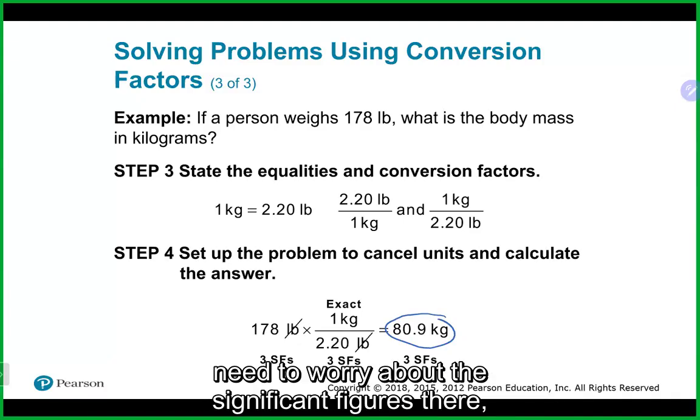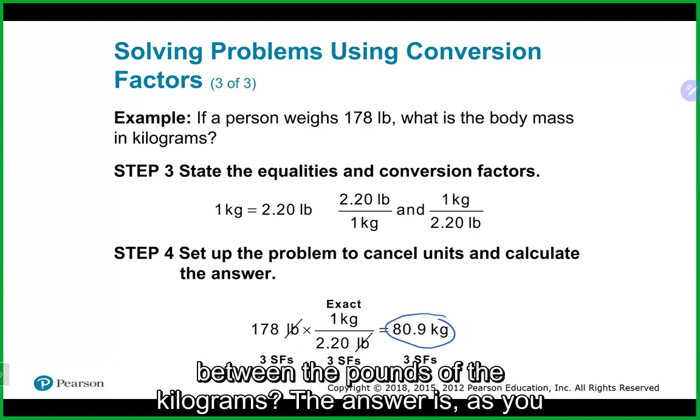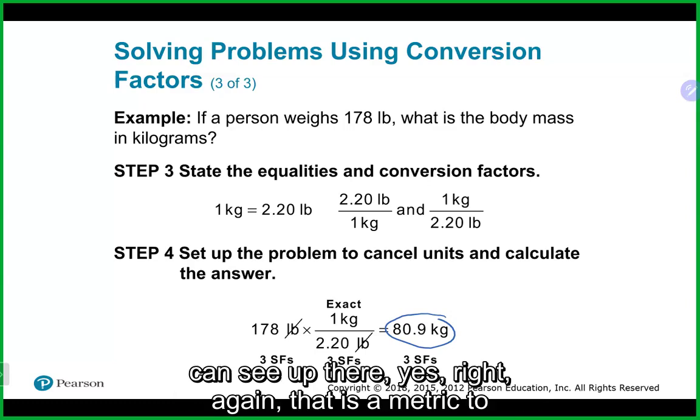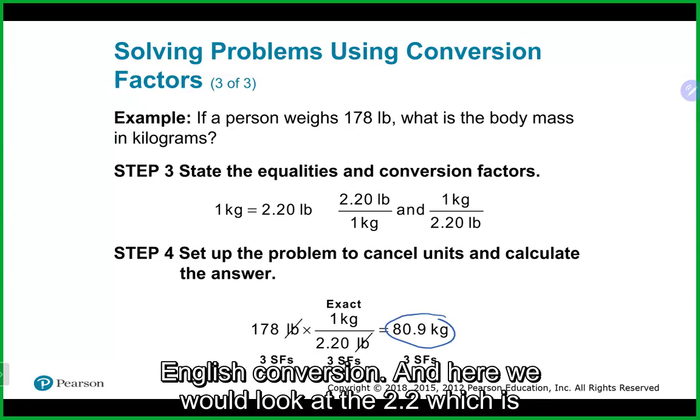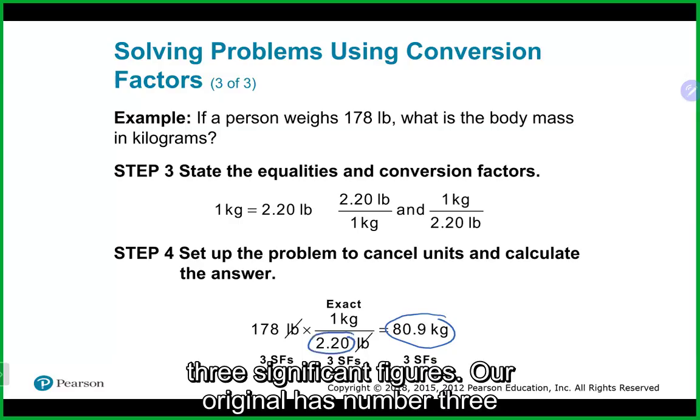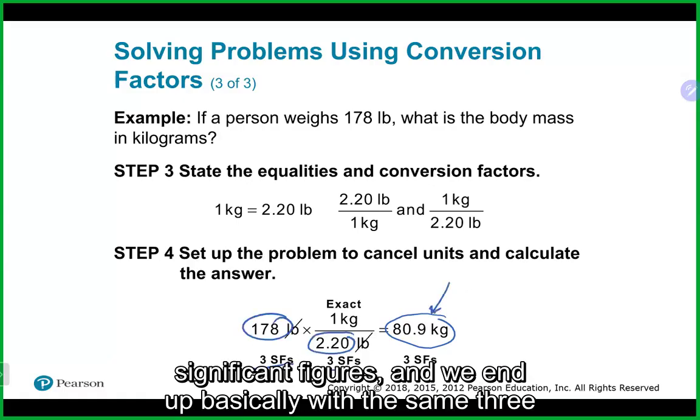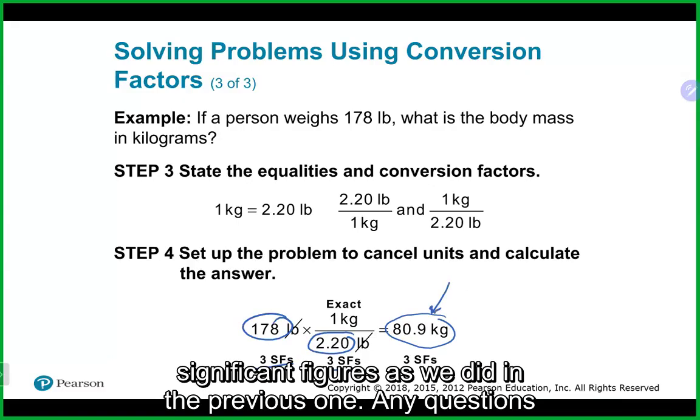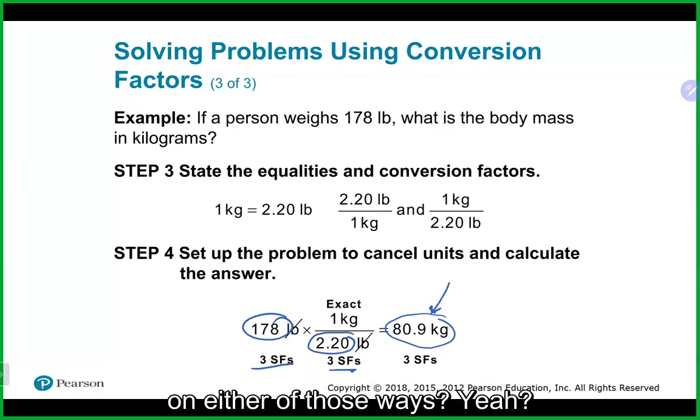Here, do we need to worry about the significant figures between the pounds and the kilograms? The answer is, as you can see up there, yes. Again, that is a metric to English conversion. Here we would look at the 2.2, which is 3 significant figures, our original number, 3 significant figures, and we end up with the same 3 significant figures as in the previous one. Any questions on either of those ways?